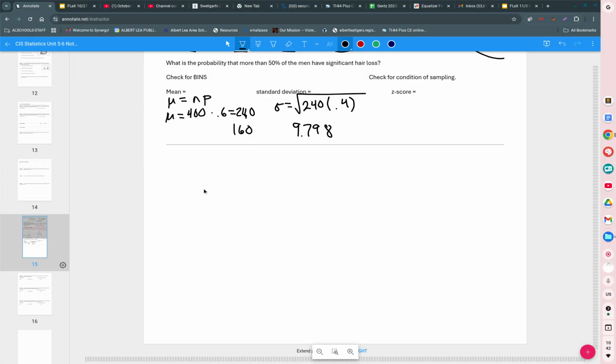And so now we can do our z-score. Okay? We have z, remember, is equal to x minus the mean divided by the standard deviation. We're wondering the probability that more than 50% of these men have significant hair loss. So we're wondering the probability that, what would be 50% of our group? What's 50% of our group? 200. The probability that x is greater than or equal to 200. Okay? That's what we're wondering.